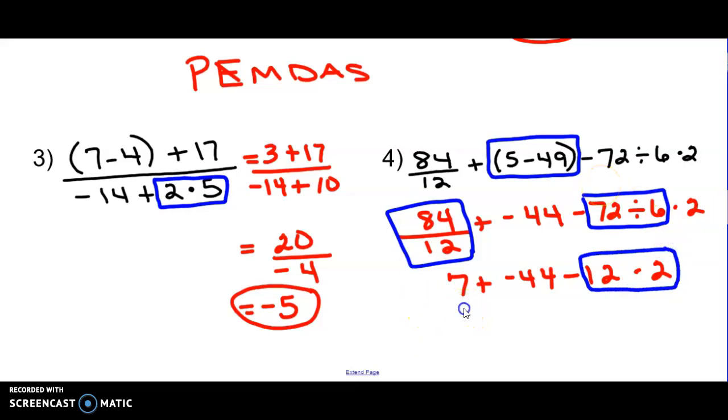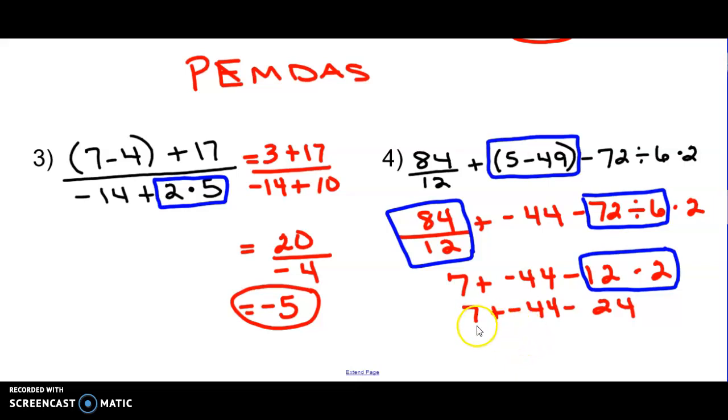I'm just going to rewrite everything else. 7 plus negative 44 minus. And then 12 times 2 is 24. Okay, so now we just have addition and subtraction. These are the final steps to simplifying this expression.